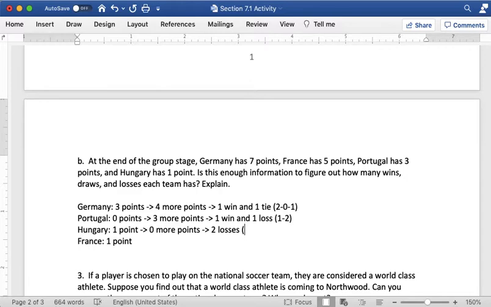Which puts their overall record at no wins, 2 losses, and 1 tie. So 0, 2, and 1. France started with 1 point, and then they had a total of 5 points. So they also have 4 more points. And as we said earlier, 4 more points has to be 1 win and 1 tie. And so their overall record is that they have 1 win, no losses, and 2 ties. So 1, 0, and 2.